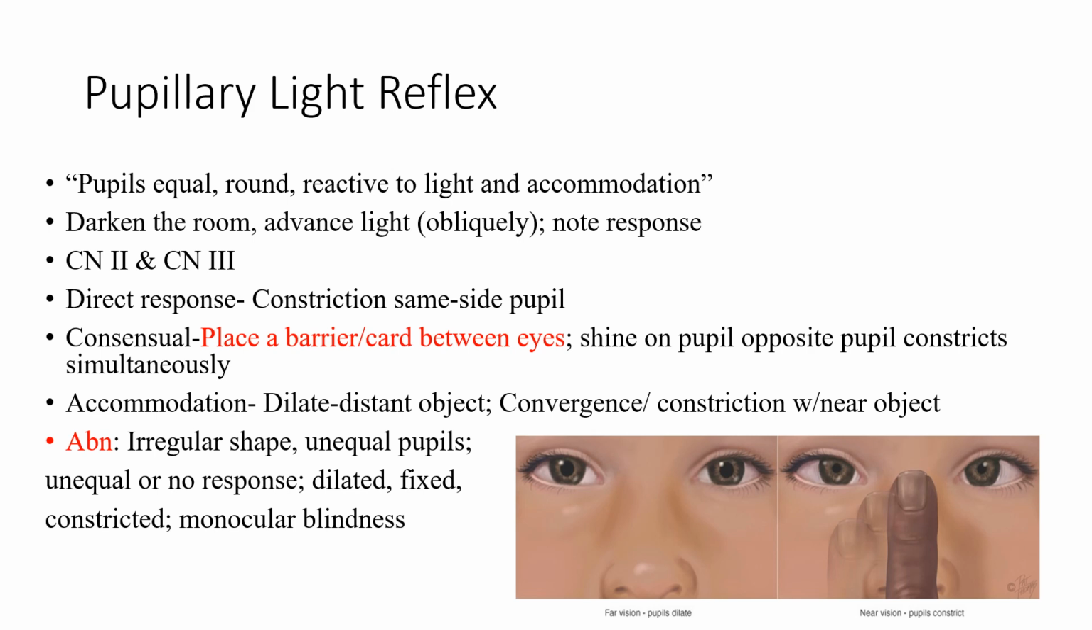The abnormal findings for this might be the pupils being in an irregular shape or unequal, one larger than the other. Maybe the response for direct and consensual light is unequal. Or there's no response at all. The pupils are dilated and fixed. That dilated and fixed pupil can be related to some levels of blindness.